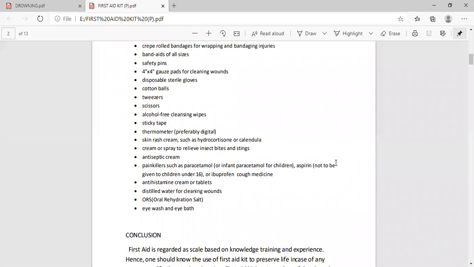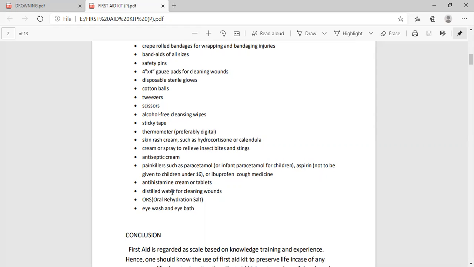Then, see, aspirin is not to be given to children under 16. Under 16 years of age, aspirin should not be given to children, because these are painkillers. So painkillers are generally not preferable for children, especially under 16 years of age.